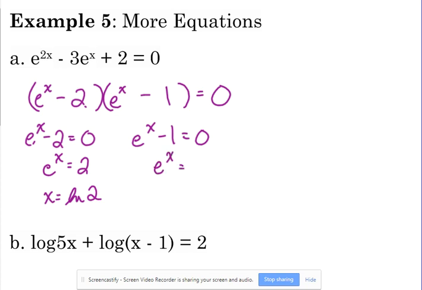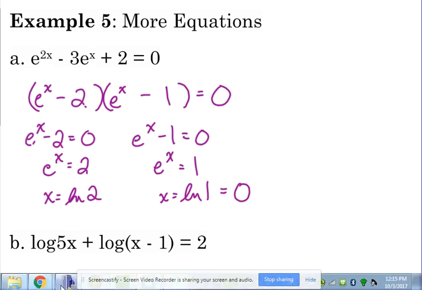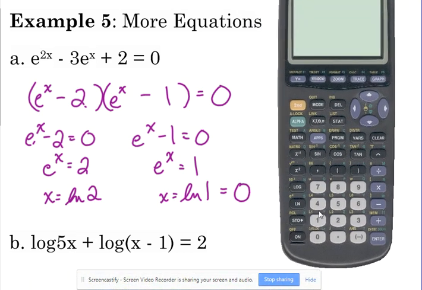So for the other one, e to the x equals 1. What does x equal there? 0, right? If you write in logarithmic form, it's the natural log of 1, but any log of 1 is 0. So those are our two answers. Check them. It's an equation. You should always, always, always plug it back in to check.